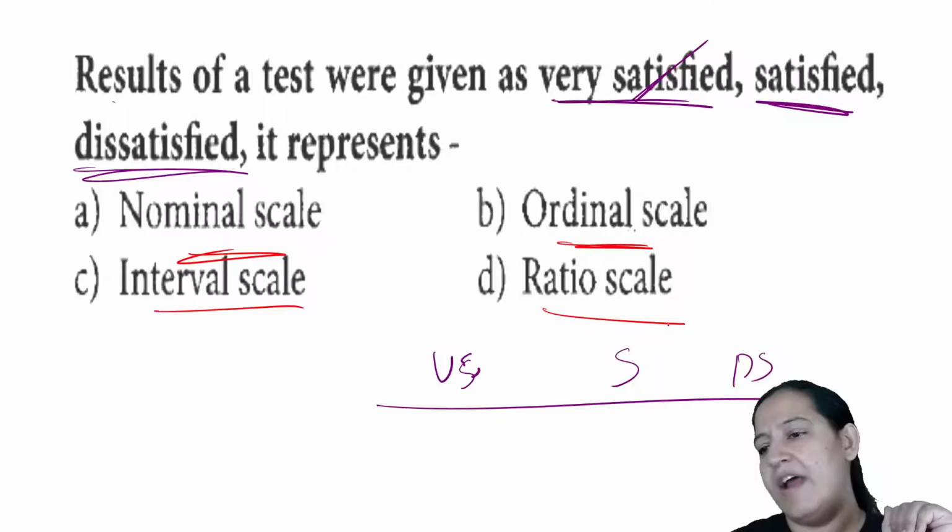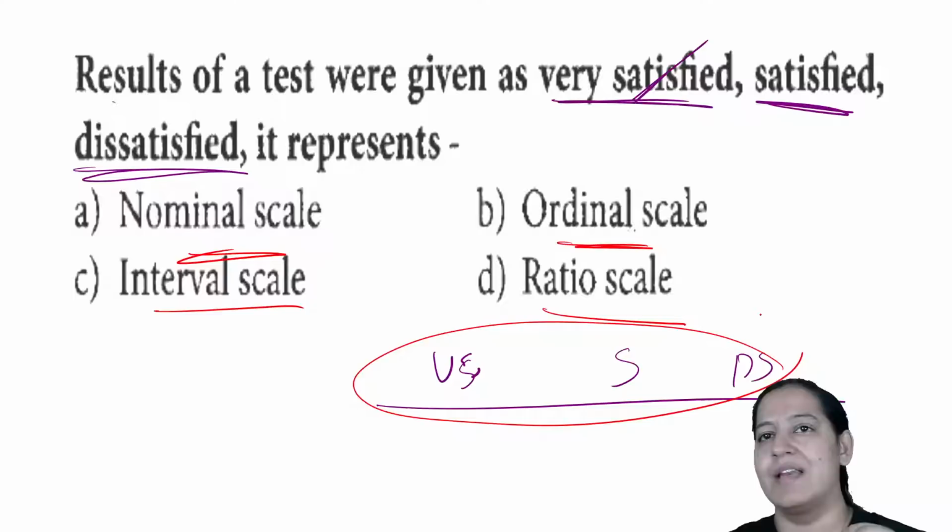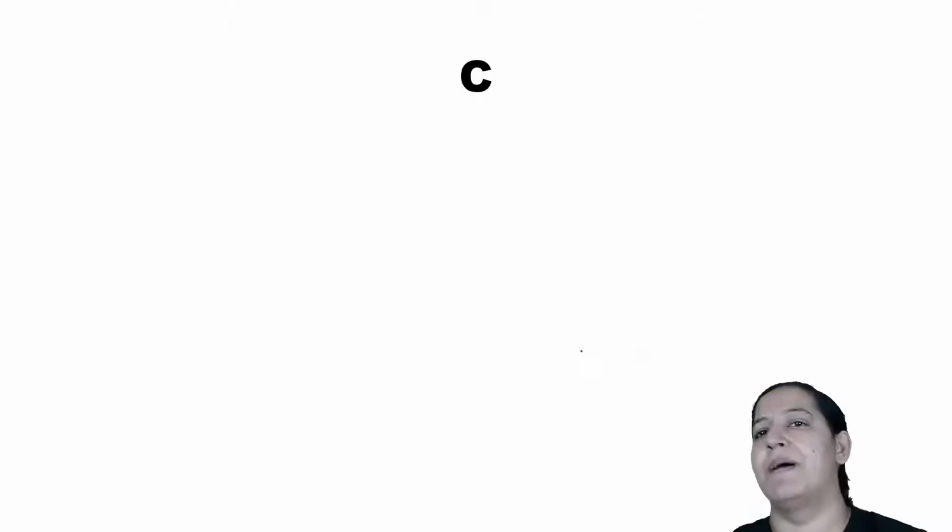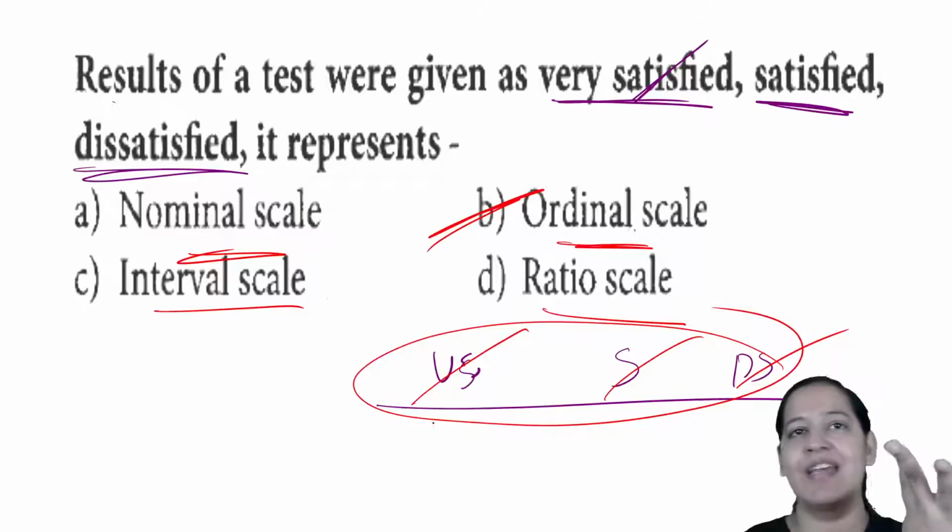Who will tell me the correct answer? Yes, of course, there is an order again. So the correct answer here is B. So it is the same question with a different example. Here mild, moderate, severe was the example. Here satisfied, very satisfied, dissatisfied is the example. So anyway, if ranking is there, yes, Logish, you are right. If ranking is there, order is there, it is ordinal scale.